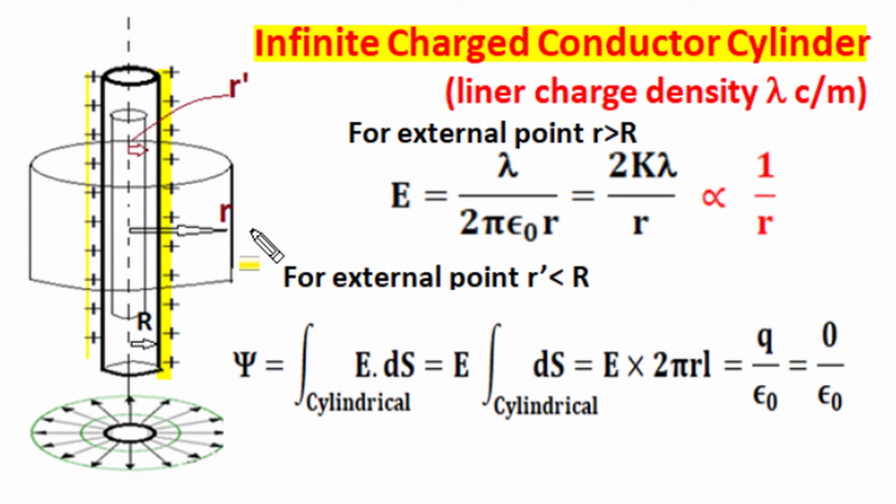For all external observations, when we construct a Gaussian surface to find the electric field at an external position r, which is greater than the radius R of the conductor cylinder, the total amount of flux depends on the total enclosed charge, and it won't depend upon the charge distribution.